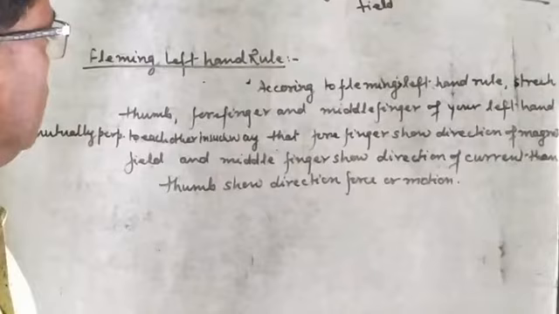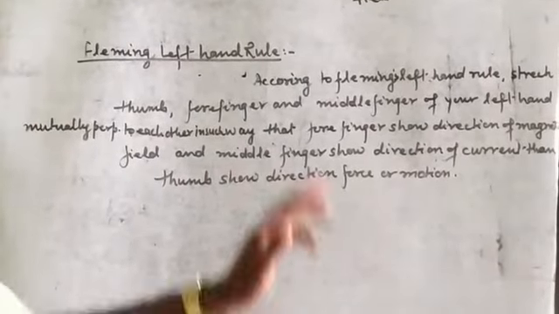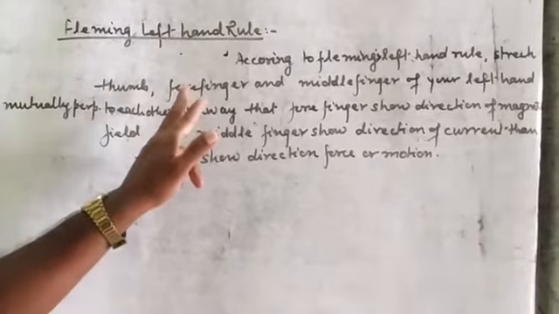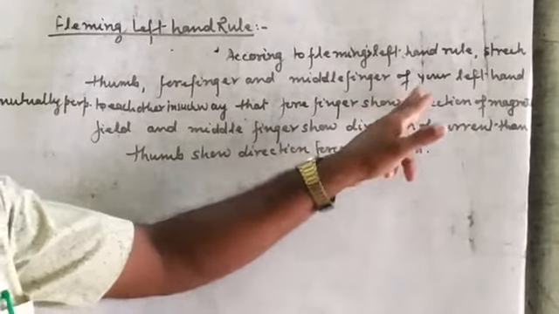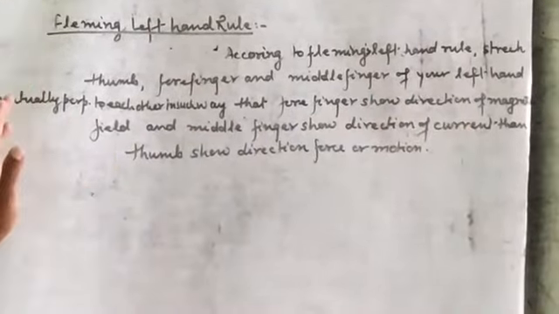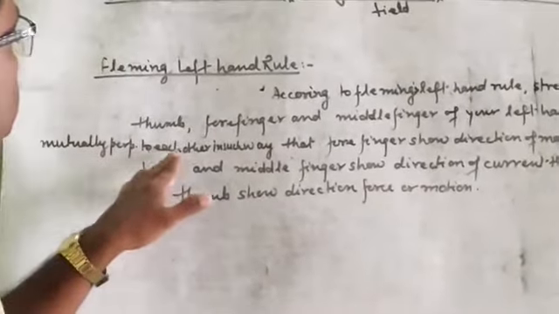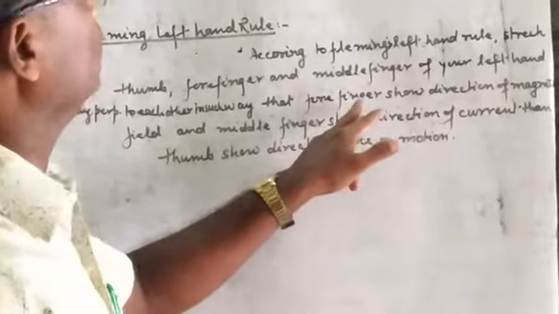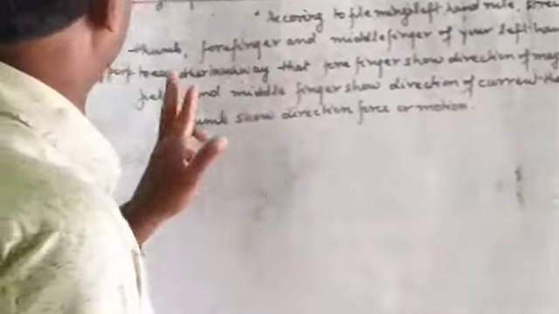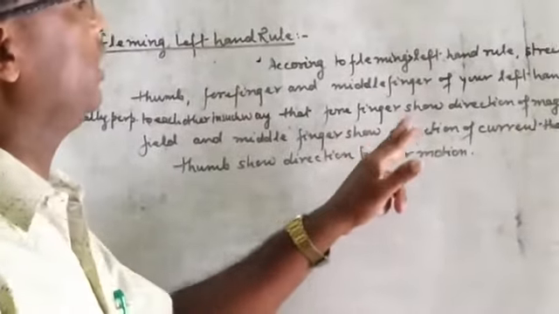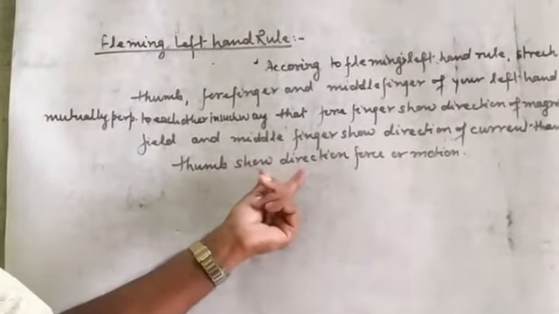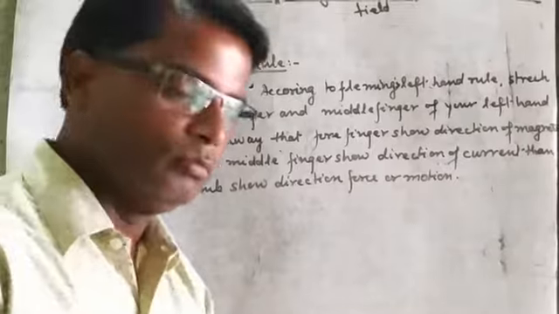One more time I will state Fleming's left hand rule. According to Fleming's left hand rule, stretch the thumb, forefinger and middle finger of your left hand mutually perpendicular to each other in such a way that the forefinger shows the direction of magnetic field, the middle finger shows the direction of current, then the thumb shows the direction of force or motion.